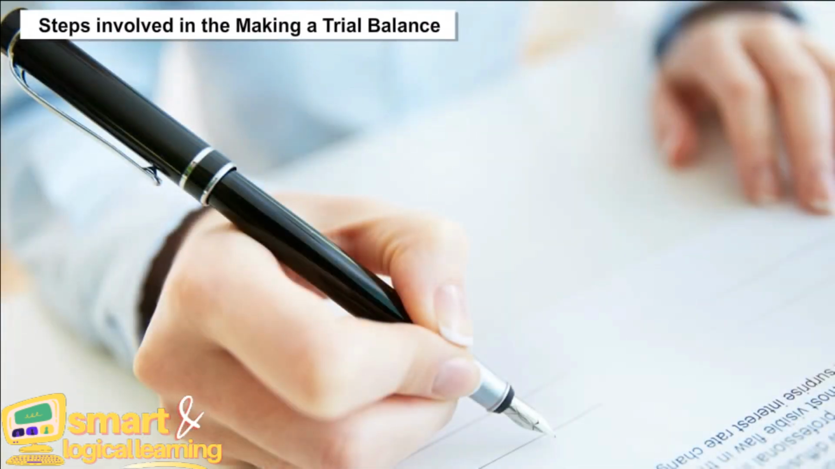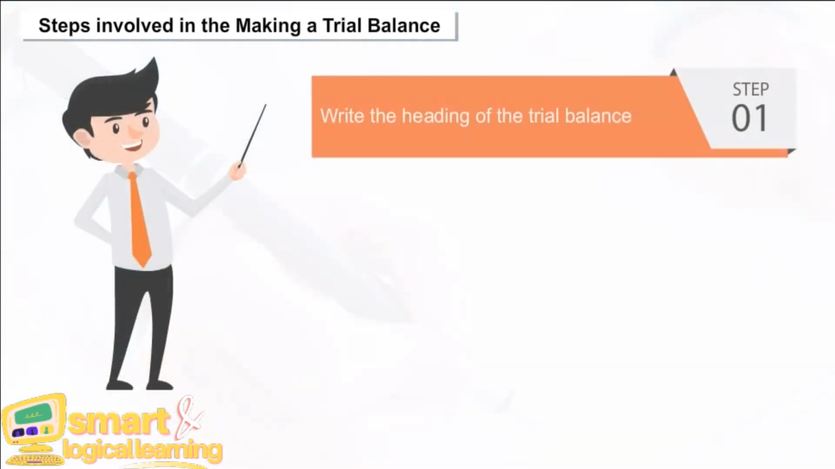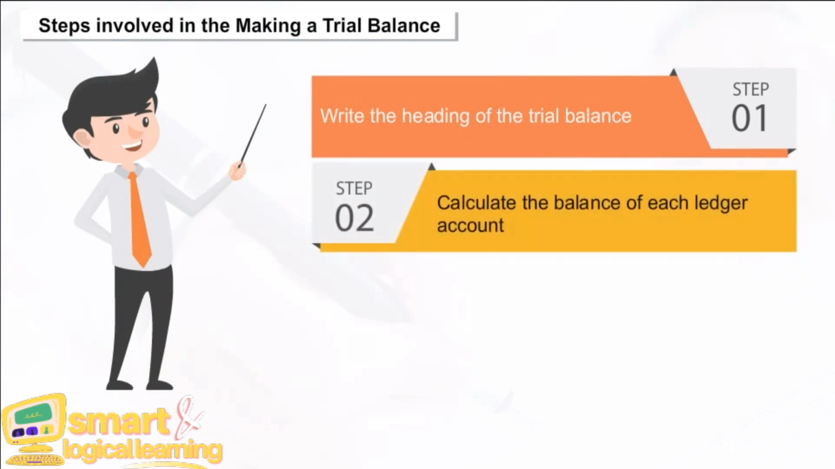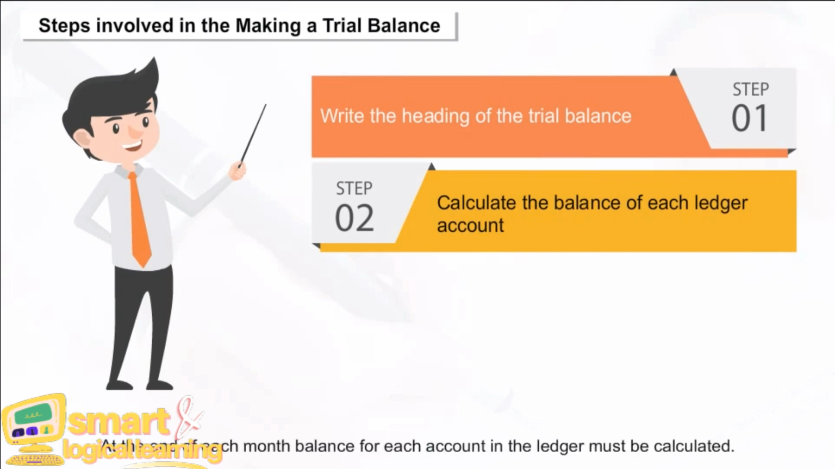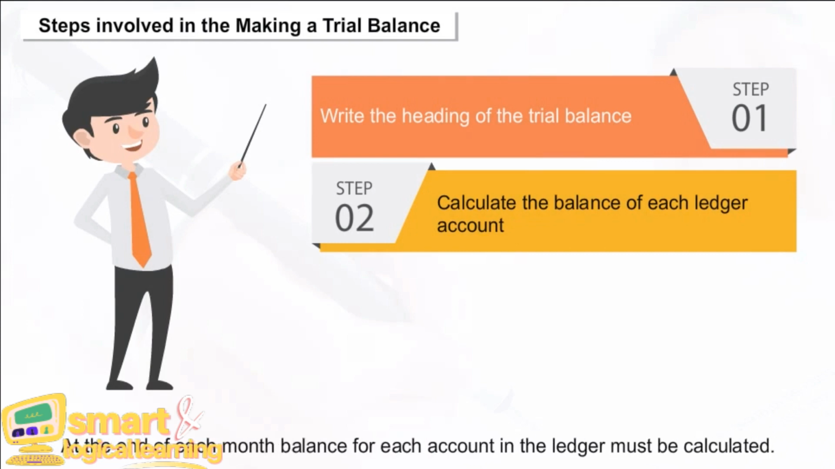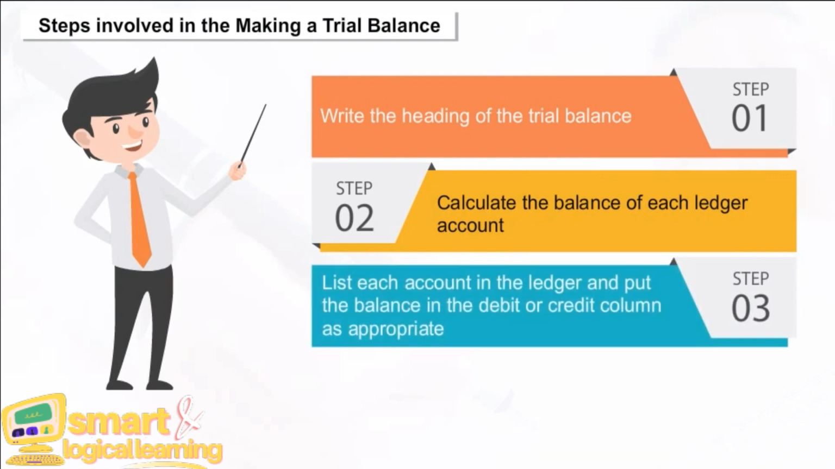Steps involved in making a trial balance. Step 1. Write the heading of the trial balance. Step 2. Calculate the balance of each ledger account. At the end of each month, balance for each account in the ledger must be calculated. Step 3. List each account in the ledger and put the balance in the debit or credit column as appropriate.